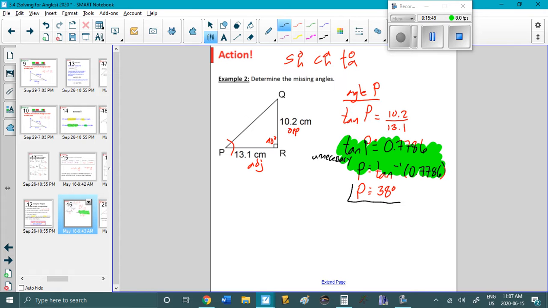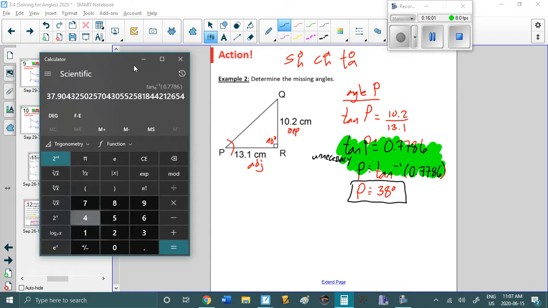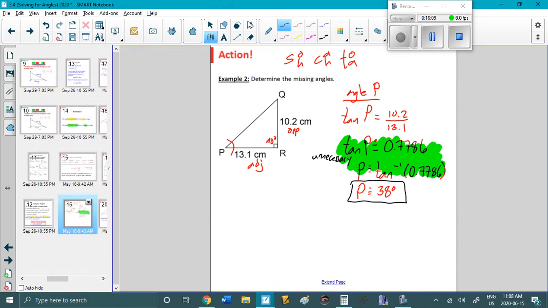Okay, so we've got angle P. Now, if you know this is 90 and this is 38, how would you find the other angle? Well, I'm hoping that you remember the sum of the angles in a triangle is 180, so you do 180 minus 90 minus 38, and you get 52. So this means that angle Q is approximately 52 degrees. Now, if you didn't remember that, you could just use trigonometry again.